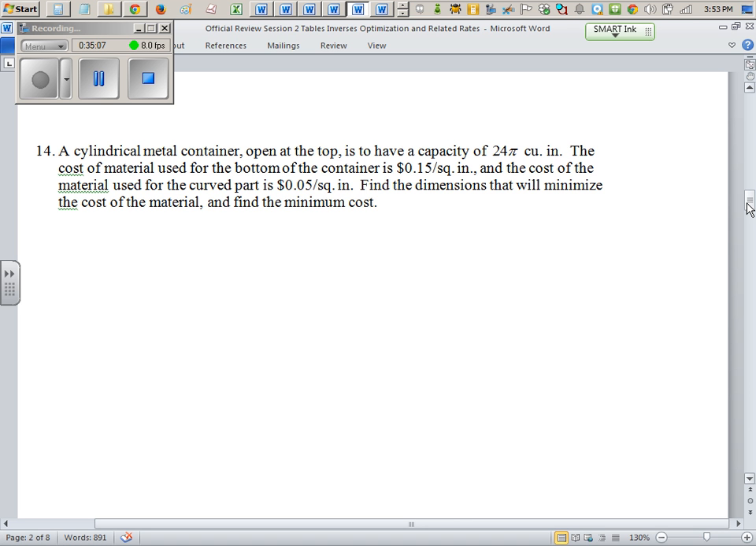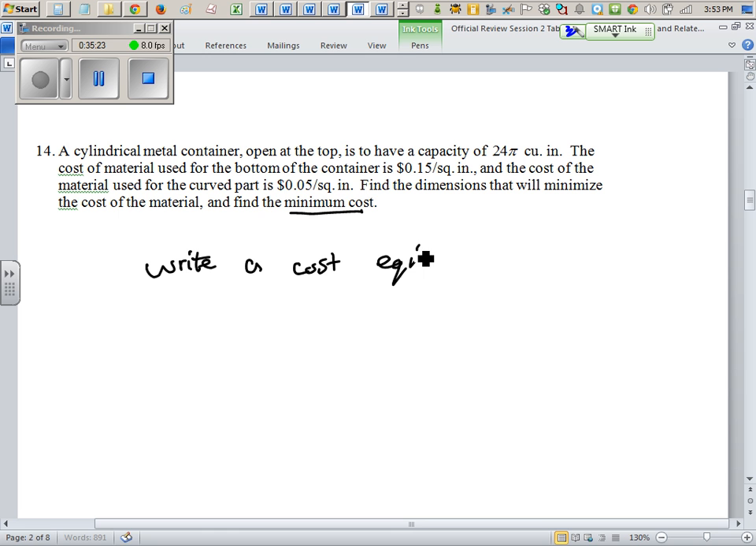What was step 1 in optimization? Write a what? Write an equation. Now this is a minimum cost problem, so what equation will you write? Write a cost equation, right? You will write a cost equation, make sure it's in one variable, and take its derivative set equal to 0, plug in endpoints, plug in critical points. This is a little hard to do.